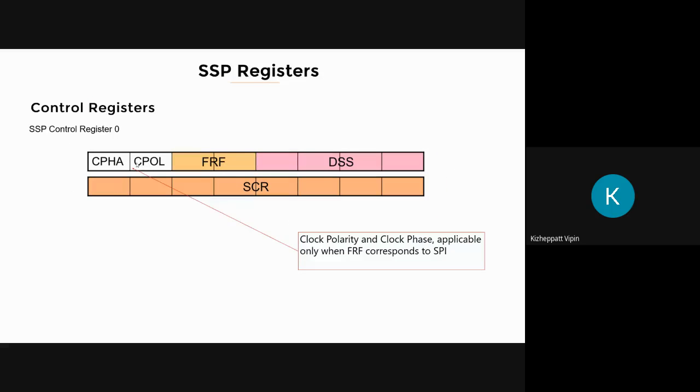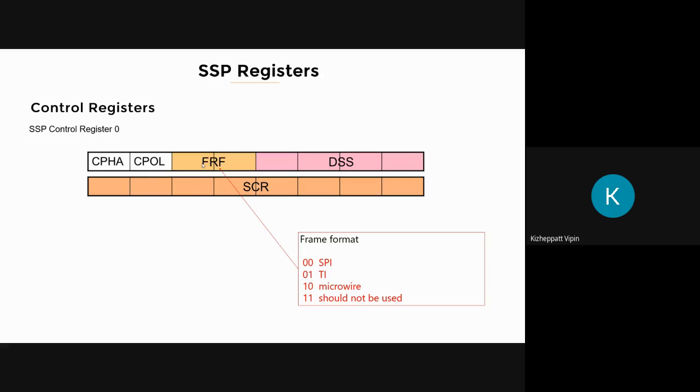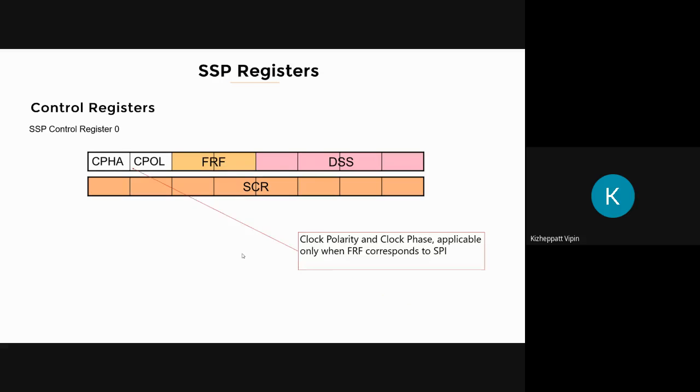Okay, this you already know, polarity and phase. That is applicable only when you are configuring it for SPI. So only if you put 0 0 here, these two fields make sense. Otherwise, they don't have any significance. For SSI and microwire, data is always placed on the positive edge of the clock. There is no concept of phase and polarity there explicitly.